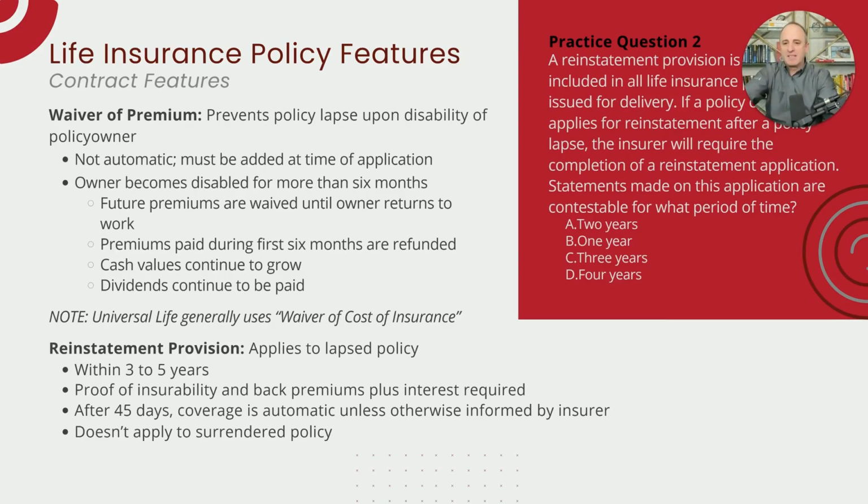All right, some base features: waiver of premium. It's a rider typically in most cases. It prevents lapse if the policy owner becomes disabled and can't pay the premium. Reinstatement, basically if the policy lapses within 3 to 5 years, you have to have proof of insurability and back premiums. And after 45 days, if they haven't done anything with it, the coverage is automatically in. Now, if the policy was surrendered, you don't have the right to come back and reinstate it. This is only if it was canceled or lapsed due to non-payment of premiums.